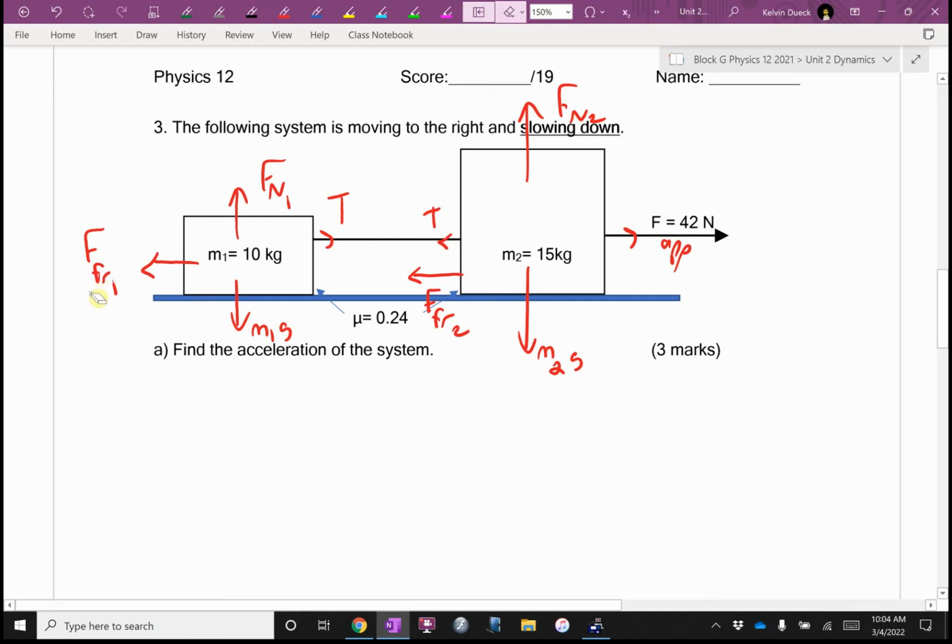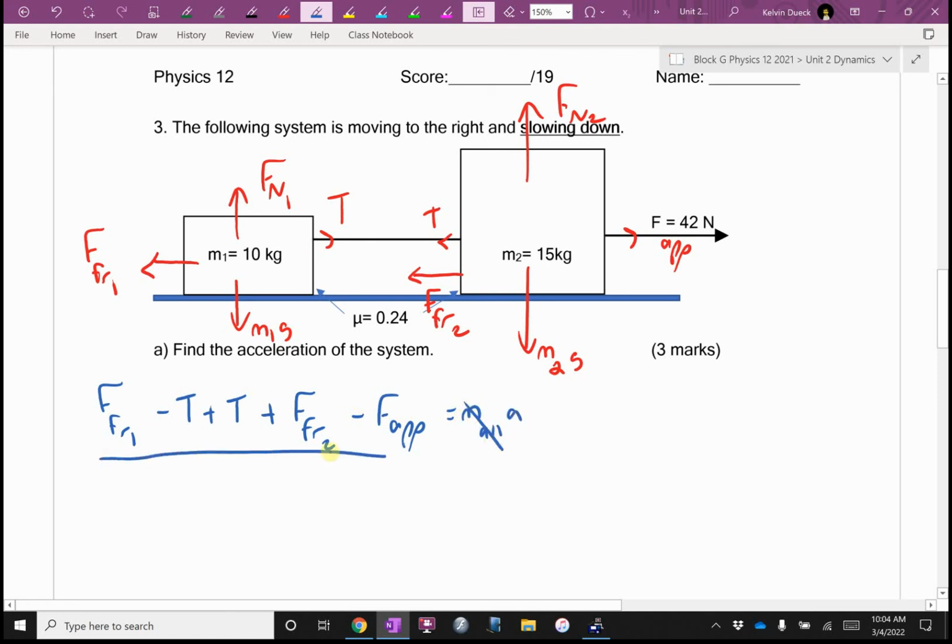I'm actually going to start here and work my way this way. I'm going to end up with friction force number 1 minus tension plus friction force number 2 minus F applied. That equals M all. And I'd probably even just do this right away, because then I get that by itself. Sorry, lose tension.